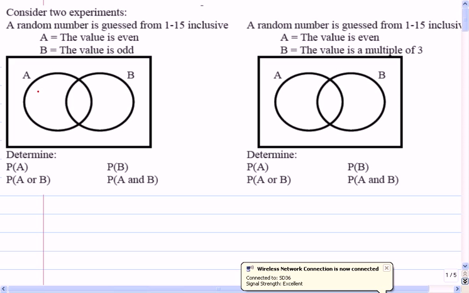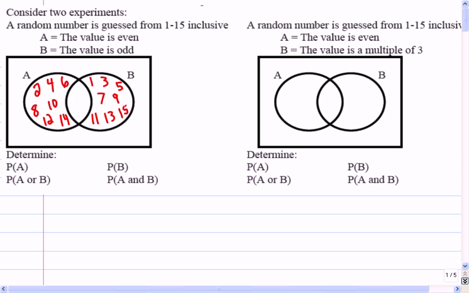For example, if I make A the even numbers, then I would put 2, 4, 6, 8, 10, 12, and 14 in that part. And when B represents the odd numbers, I'd have 1, 3, 5, 7, 9, 11, 13, and 15. And from the Venn diagram, we can then talk about some probabilities.